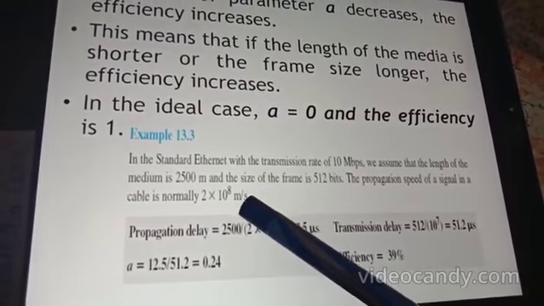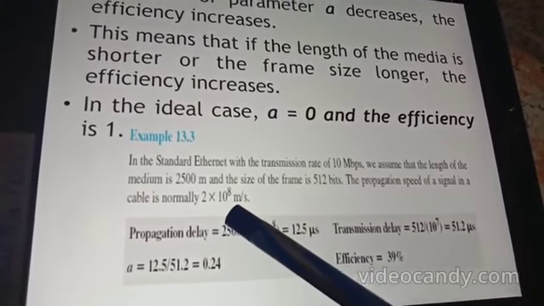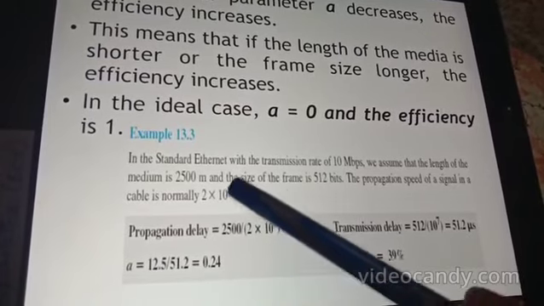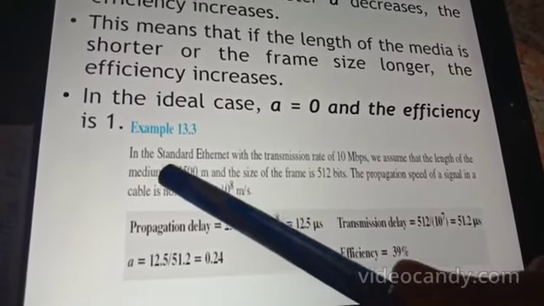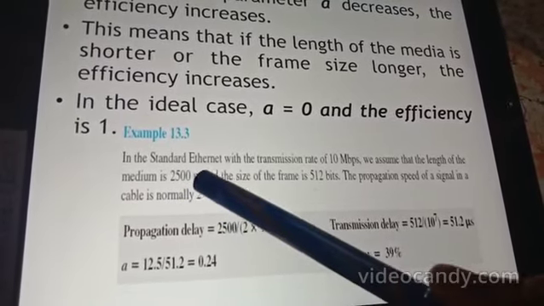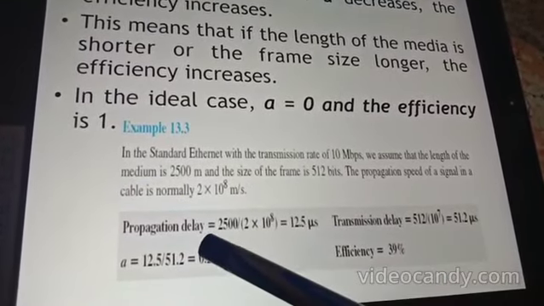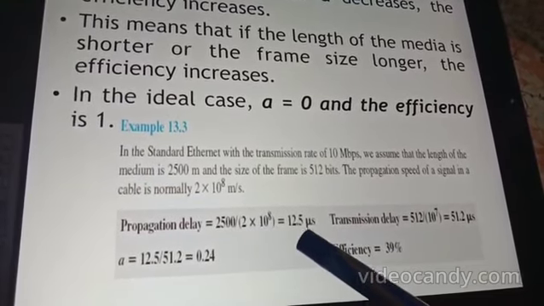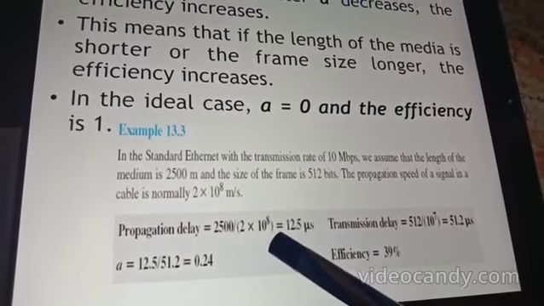Now, what is the propagation delay? It is the propagation speed of a signal over the length of the medium, 2500 meters. So you get a propagation delay of 2500 divided by 2 into 10 power 8, which gives you 12.5 microseconds. So this is the propagation delay.